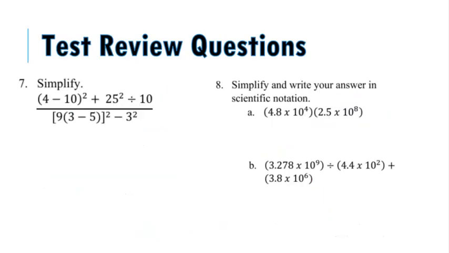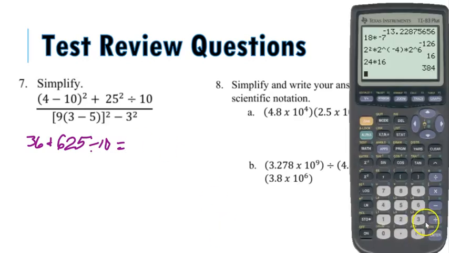Moving on to question 7, we're going to simplify this using order of operations. So we need to simplify the numerator first, and we're going to follow PEMDAS. So parentheses first, 4 minus 10 is negative 6, and negative 6 squared is 36. Plus, we have exponents, so 25 squared gives us 625 divided by 10. And since we have to do division first, we have 625 divided by 10, which is 62.5.